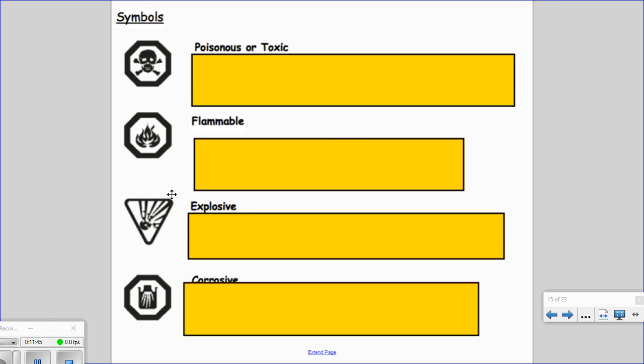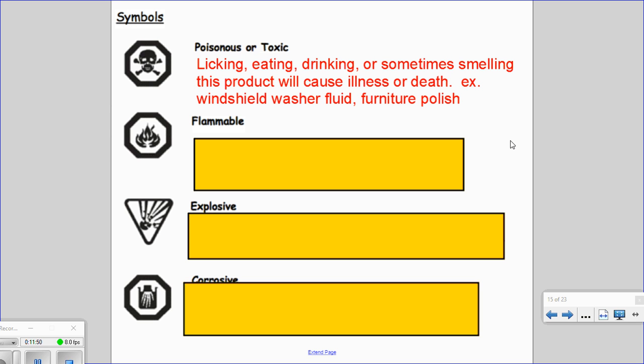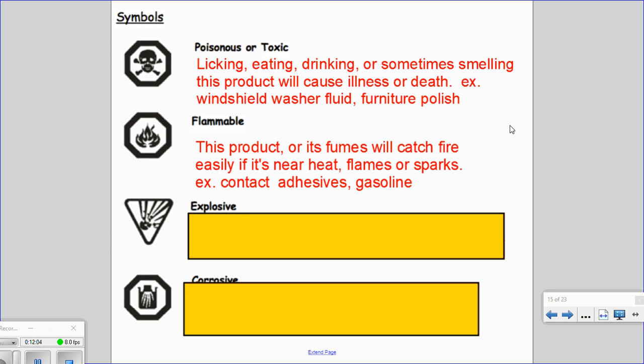So looking at these symbols and what they mean, for something that is poisonous or toxic, basically licking, eating, drinking, or sometimes even smelling this product will cause illness or death. So for example, windshield washer fluid or furniture polish, you don't ever want to drink. An item that is flammable, this product or its fumes will catch fire easily if it's near heat, flames, or sparks. So contact adhesives, gasoline, gasoline is very flammable.